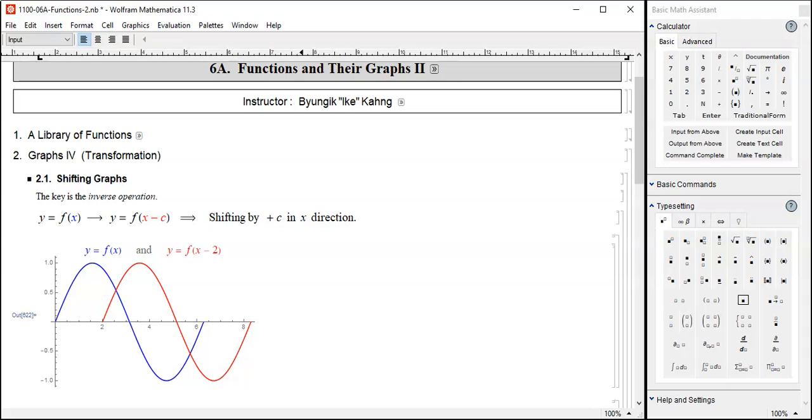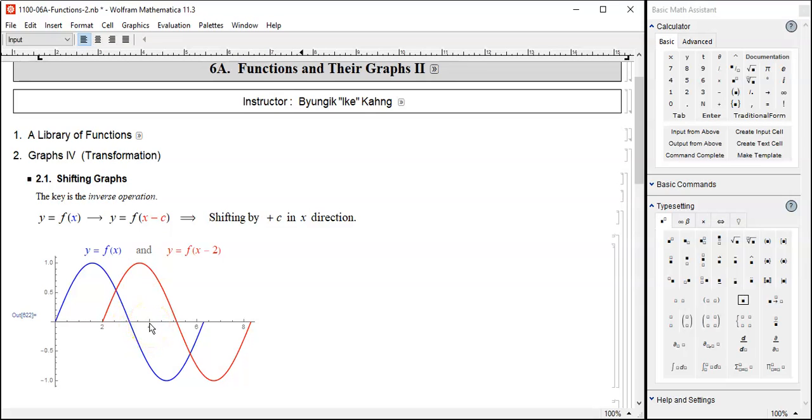How do we handle that? Remember the inverse operation. We need x minus 2. You see? Plus 2 in x direction, so inverse, x minus 2. That's how you can handle the shifting. So if I want plus c, we want x minus c. Now why is that? That's a bit tricky, but it follows kind of like this.